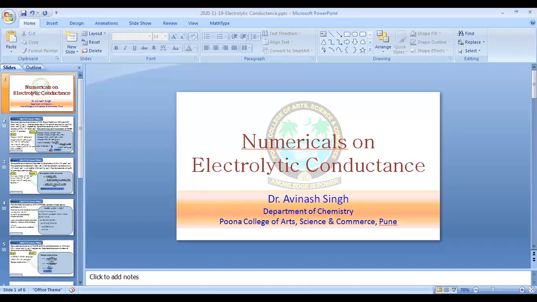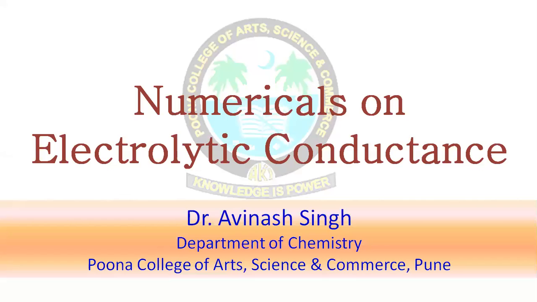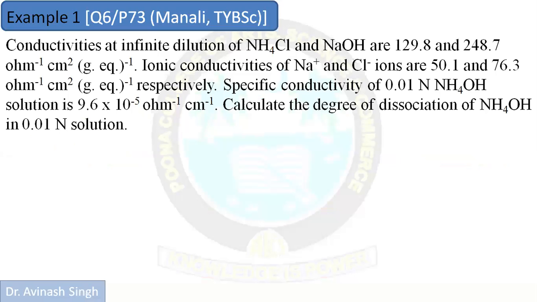Today we're going to talk about numericals based on electrolytic conductance. Let's look at the first numerical. Having read this, let's write down what is given. Equivalent conductance at infinite dilution for ammonium chloride is given to be 129.8.